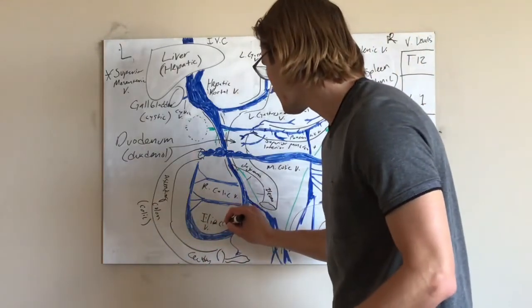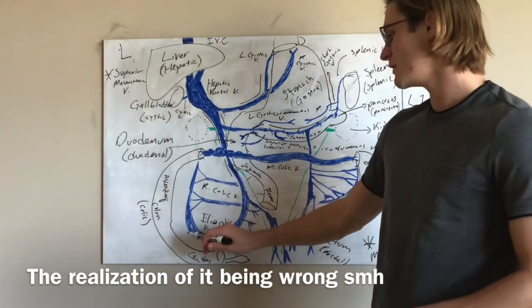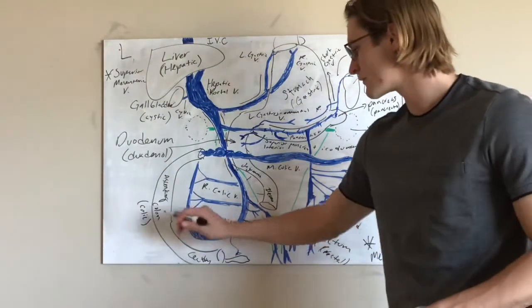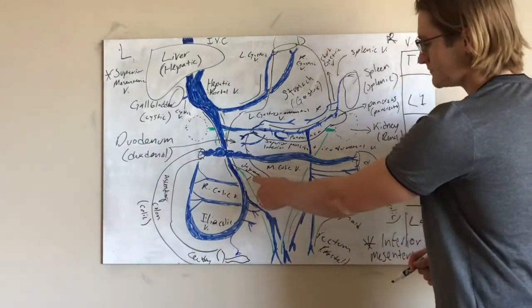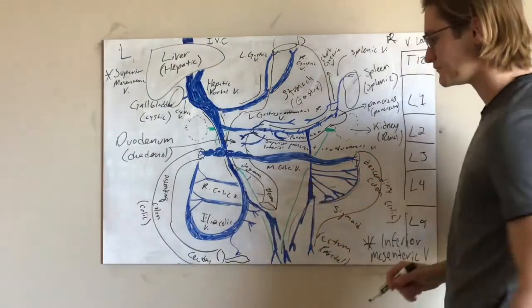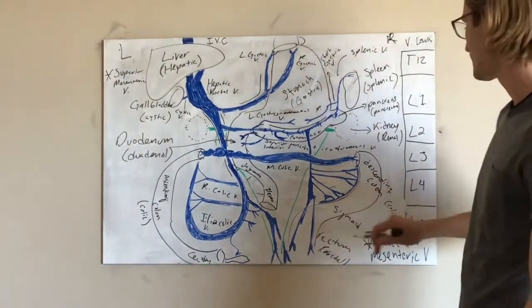ileocolic vein. So we have the right colic vein, the ileocolic vein. We have our jejunal and ileal branches. We have our appendicular vein.